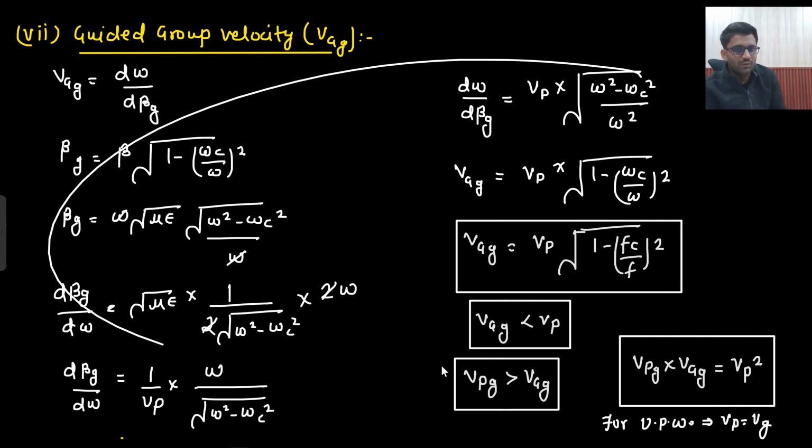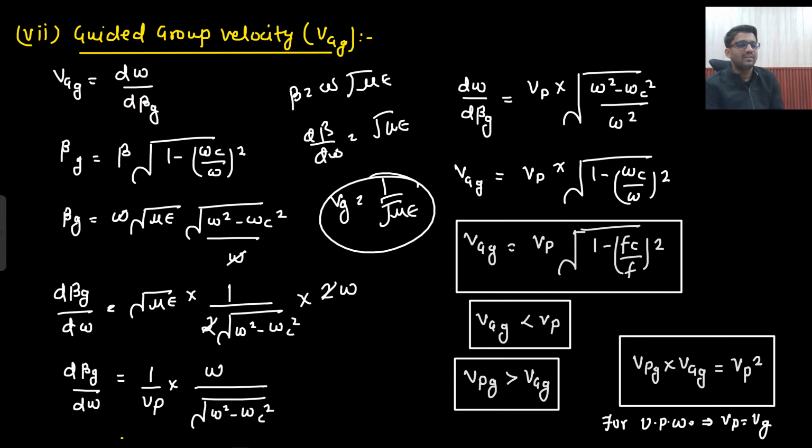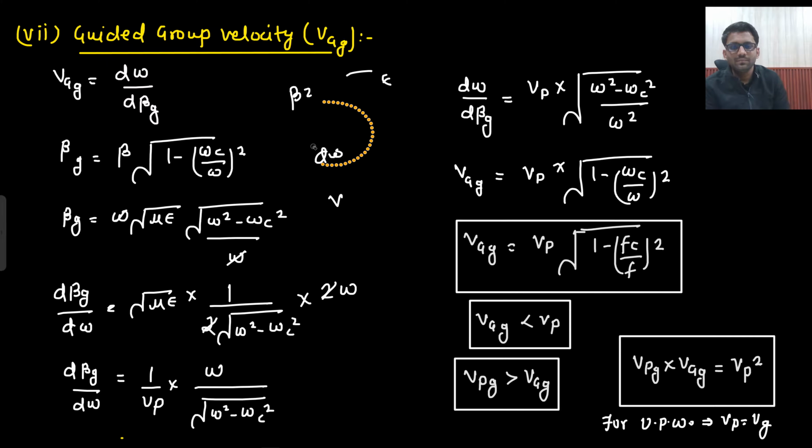Just before this derivation, we proved that Vp was equal to Vg only for a uniform plane wave. We wrote the beta expression, then we did d beta by d omega, and when you take the reciprocal, that would be your Vg, which equals 1 by under root mu epsilon, and it's the same thing for Vp as well. So yes, both are the same, which we have already proved. So we are making a number of conclusions from here.